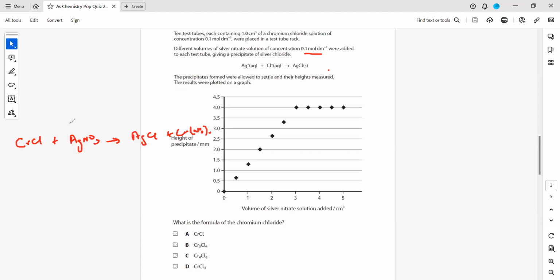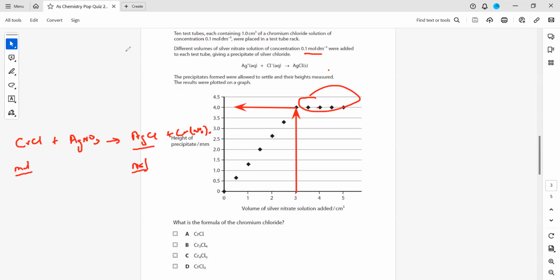Now, how can we work out, we'll simply take a ratio. Here, when we add 1 cm cube, the height of the precipitate increases, 2 cm cube, the height of precipitate increases, 3 cm cube, the height of precipitate increases, and then from 3 onward, the height of precipitate does not change. So what it shows is what volume reacts, because from this onward the reaction has stopped. So we'll work out the moles of silver chloride and we have the moles of chromium chloride, and we'll take the simplest ratio between them to know how many chloride ions are produced by this chromium.